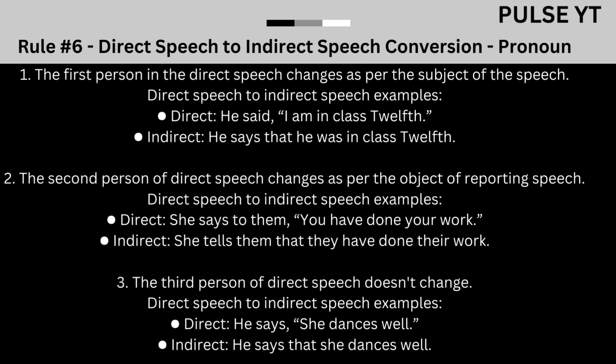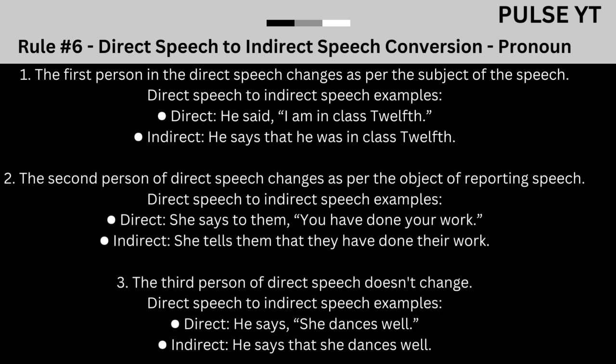2. The second person of direct speech changes as per the object of the reporting speech. Direct speech to indirect speech examples. Direct: She says to them, you have done your work. Indirect: She tells them that they have done their work.